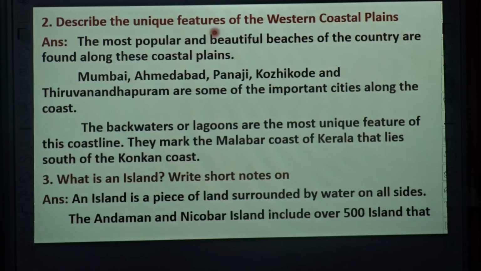So let us repeat it again, children. The unique features of western coastal plains. The most popular and beautiful beaches of the country are found along these coastal plains. The flourishing cities are Mumbai, Ahmedabad, Panaji, Kozhikode and Thiruvananthapuram. The backwaters or lagoons are the most important unique feature of this coastline. They mark the Malabar coast of Kerala that lies south of the Konkan coast.